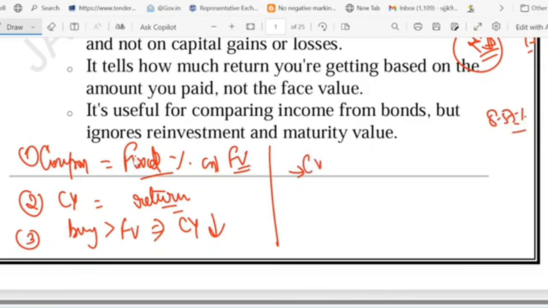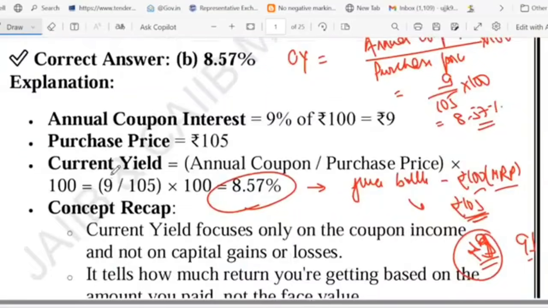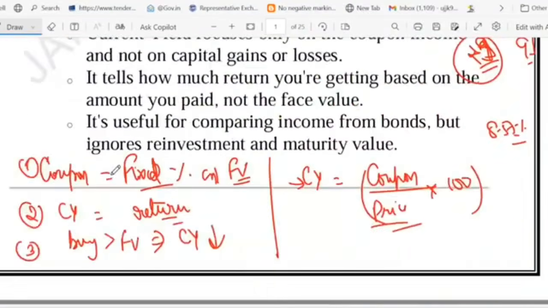And what is the formula for current yield? It is quite simple. In the numerator you write the coupon, in the denominator you write the price you have paid, and multiply it by 100. That is the formula for current yield. And you should ignore any kind of capital gain, capital loss or maturity value. So that is how you calculate the current yield on a bond in the simplest way. I hope it is clear now. If any question is asked related to current yield, you can easily answer.